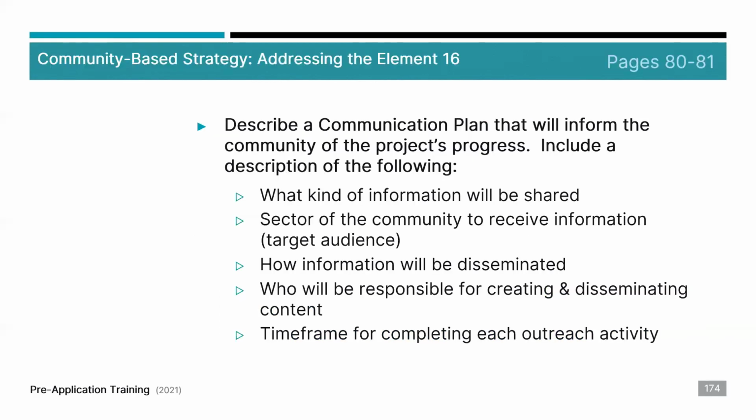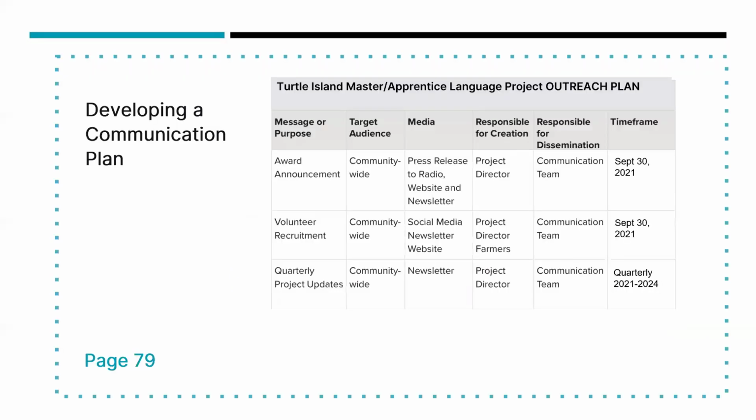So when you're describing your communication plan, let us know the kinds of information that you're sharing, the sectors of the community that you're targeting to receive the information, and how the information will be spread out and who's responsible for creating it and the time frames that you're going to do that outreach activity. So this is very easily transferred into a chart. And this could be a nice chart to use where you're planning out the entire communication plan for your project.